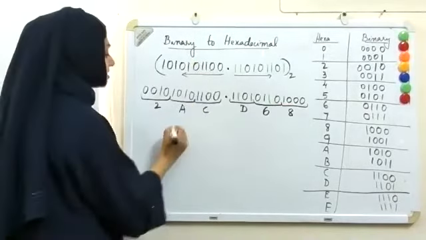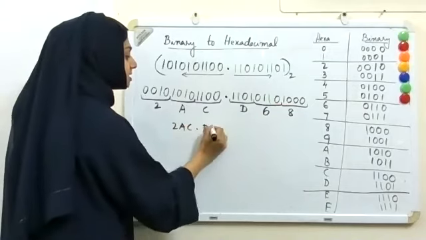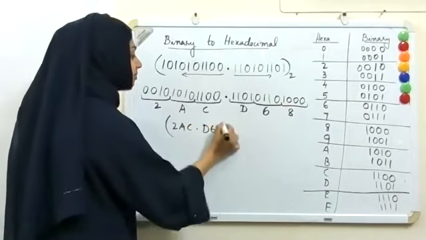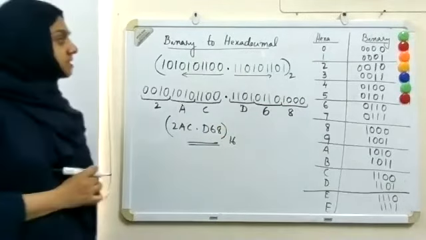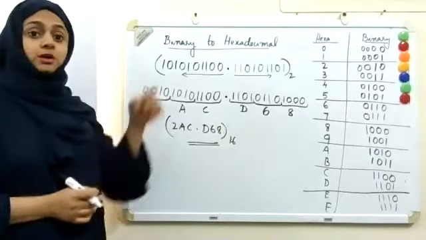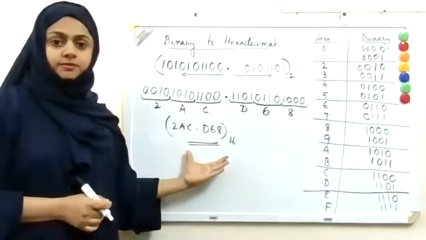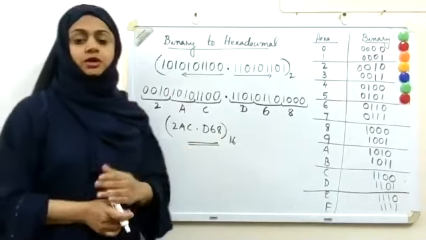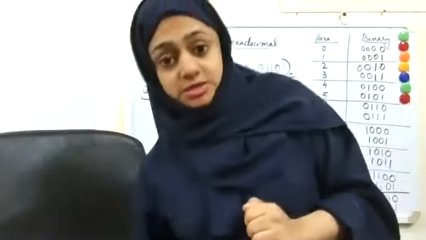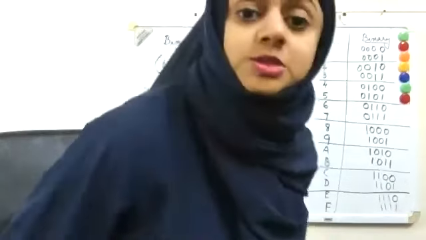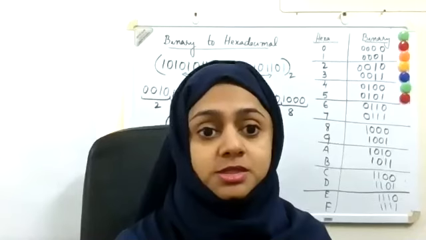So we can write it as 2AC point D68 to the base 16. So this is how we convert binary to hexadecimal. Is this clear to you? Yes, teacher. Okay. So we have learned how to convert hexadecimal to decimal and binary, and also how to convert decimal and binary to hexadecimal.